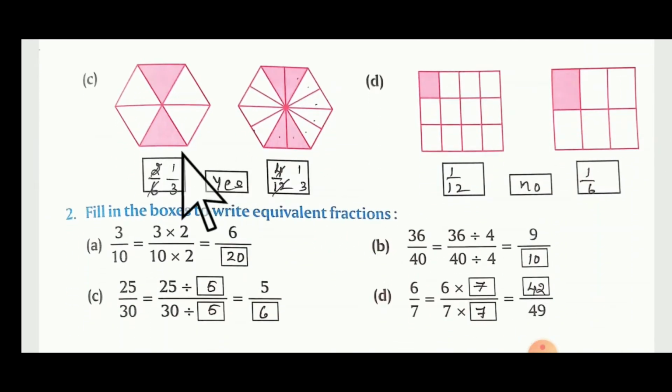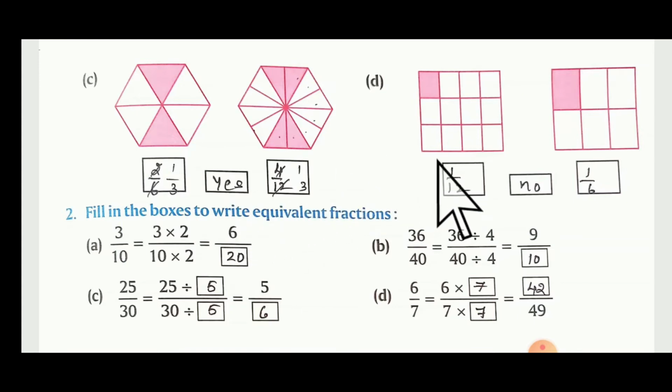The next one, C. The shape is given and which shape? 1, 2, 3, 4, 5, 6. Hexagon is given. So how will you write? 6 denominator and 2 numerator. Why is it? 2 are shaded. If you reduce to the lowest, it becomes 1 by 3. And then the next hexagon is with 12 parts. And how many are shaded? 4. If you reduce, it will be 1 by 3. So both are equal. So it is yes.